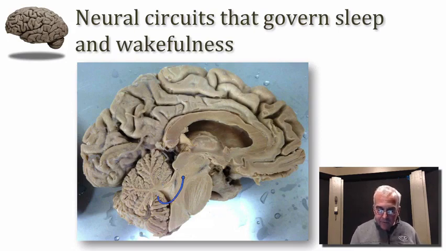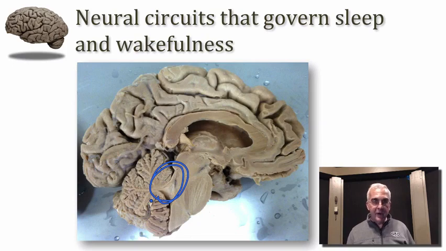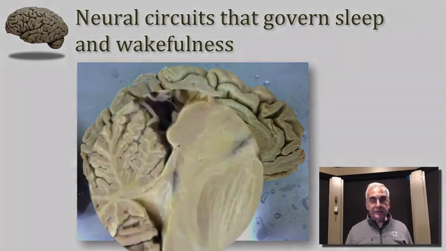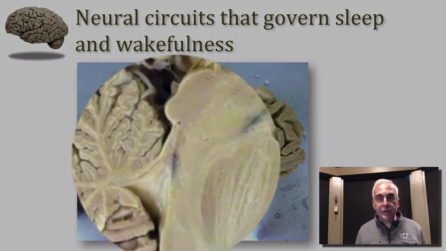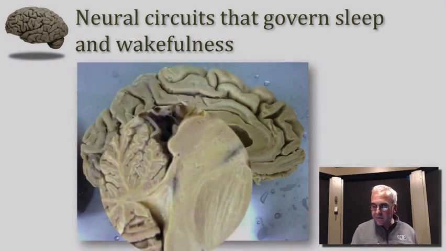We found this beautiful band of dark substance in the dorsolateral tegmentum of the pons. And what we're looking at here is a trail of pigment that is present in the cells that produce norepinephrine. So this is in fact our locus coeruleus, which is a Latin term meaning blue spot. So this is the blue spot in the brain, or this is the dark substance.